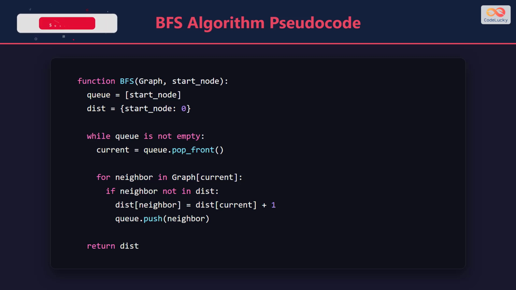Here is the pseudocode for the algorithm. We initialize a queue with the start node and a distance map. While the queue is not empty, we dequeue the current node and check its neighbors. For every unvisited neighbor, we calculate its distance, mark it as visited, and enqueue it. We repeat this until the queue is empty or the target is found.